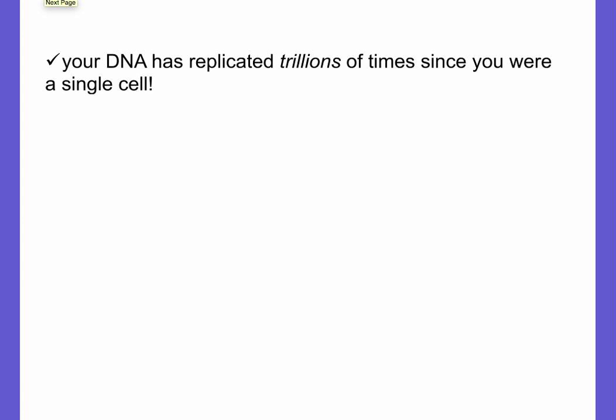And again, that's pretty important because your DNA has actually been replicated trillions of times since you were a single cell. In order for you to grow into the organism that you are, your DNA had to be replicated over and over again. So it's important that it's done quickly, and it's important that it's done accurately so that all of your cells function the way that they're supposed to function.